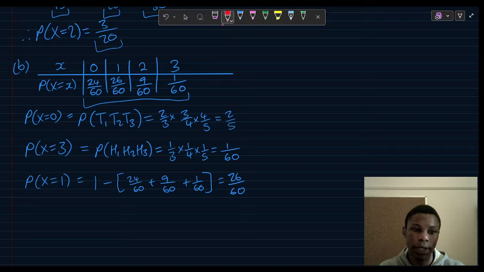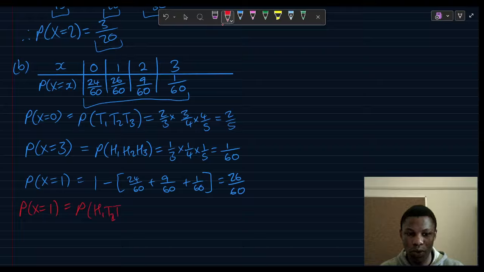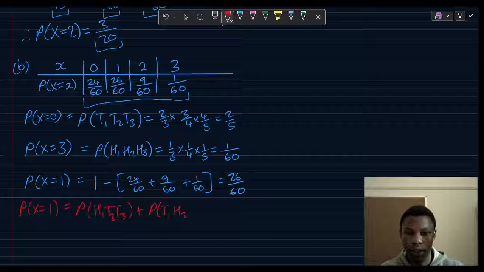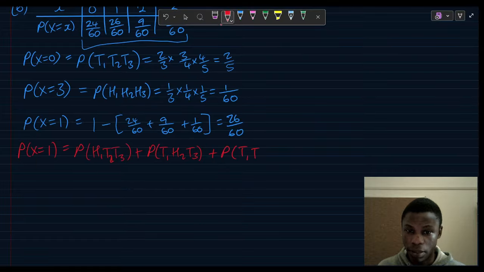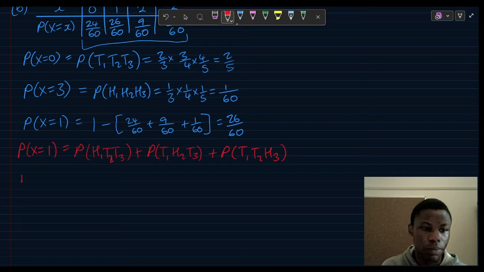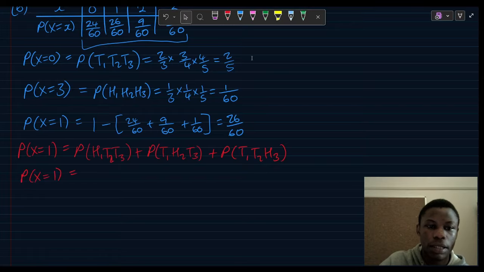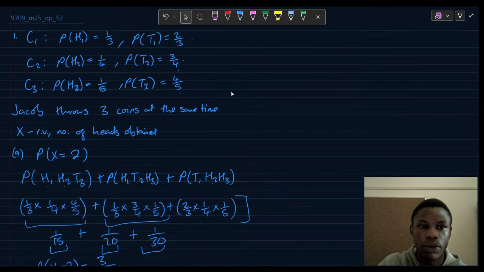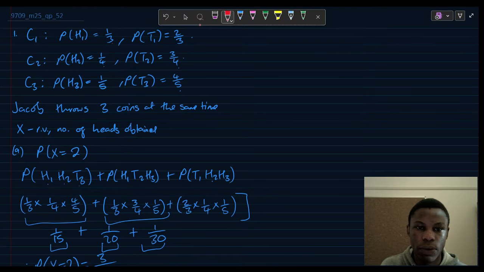Or alternatively, for x is equal to 1, you need one head from the 3 coins. So either head 1, tail 2, tail 3, plus tail 1, head 2, and then tail 3, plus the probability of tail 1, tail 2, and head 3. And we're going to actually evaluate this just to double check that what we've done is correct. So we want head 1, tail 2, tail 3. So 1/3, 3/4, 4/5.